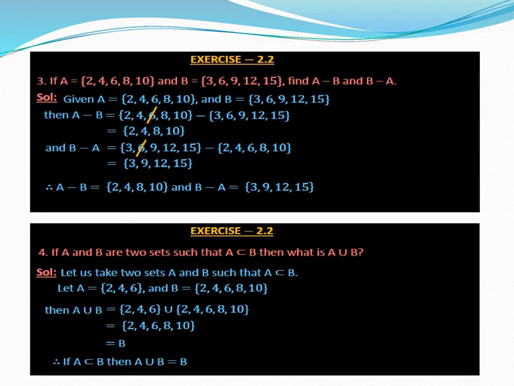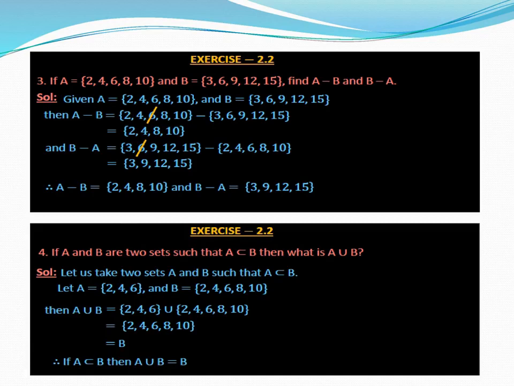Now we find B minus A. First you write set B, 3, 6, 9, 12, 15, minus set A, 2, 4, 6, 8, 10. So B minus A means you write only elements present in set B, not present in set A. If it is present in set A, then we will remove that element.